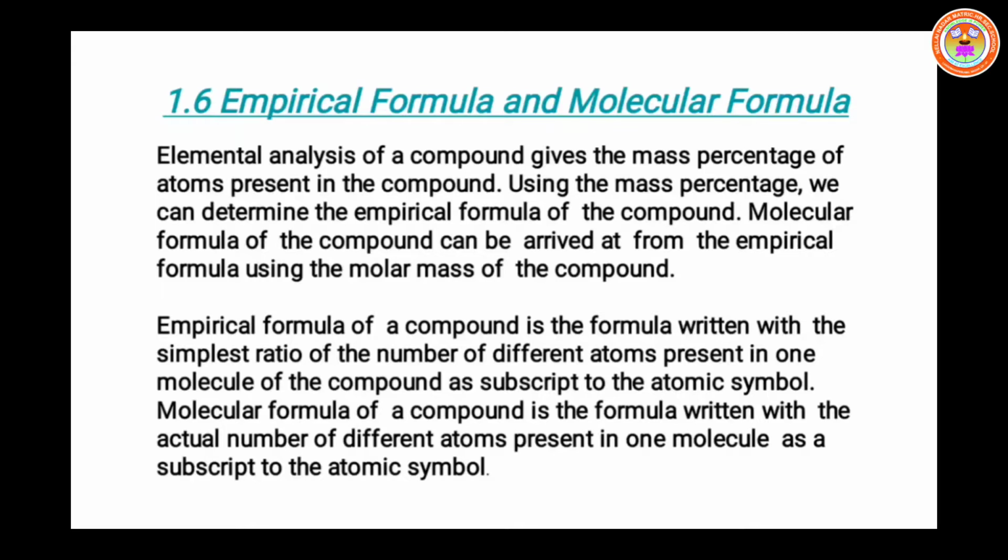Empirical formula of a compound is the formula written with the simplest ratio of the number of different atoms present in one molecule of the compound as subscript to the atomic symbol.